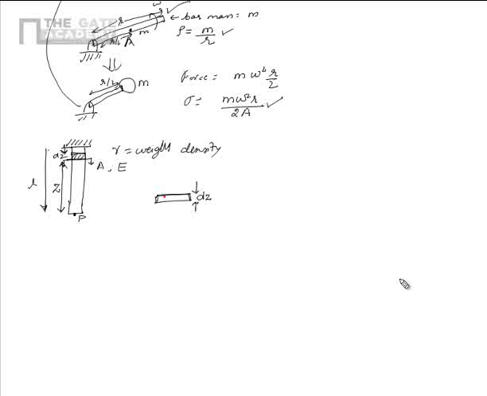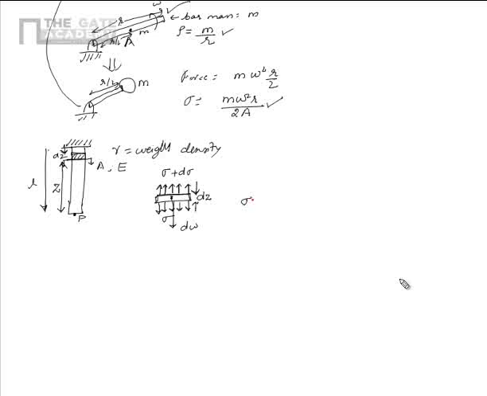Area is of course A, and if we draw the free body diagram of this differential element, we figure out that there are three forces acting on it. The first force is because of the stress at the bottom face. Let's say it is sigma. The second force is because of the stress at the top face. It will be slightly different than sigma. Let's say it is sigma plus d sigma. And the third force is the weight of the differential element, that is dw.